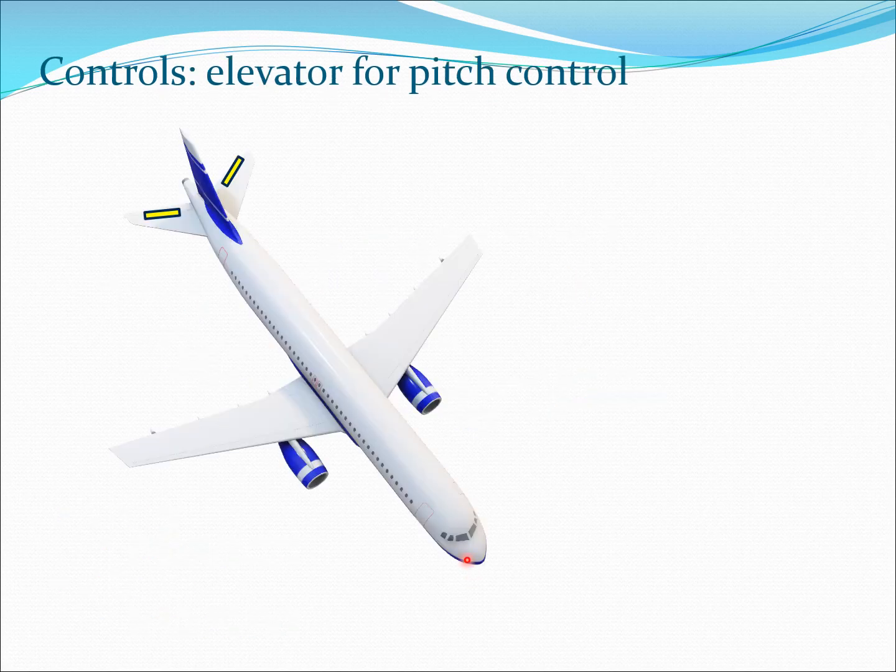Now let's look at the next control surface, which is known as the elevator, and these are situated on the horizontal tail or the horizontal stabilizer. So I have again shown these in yellow here. So these are also devices which are similar to trailing edge flaps.